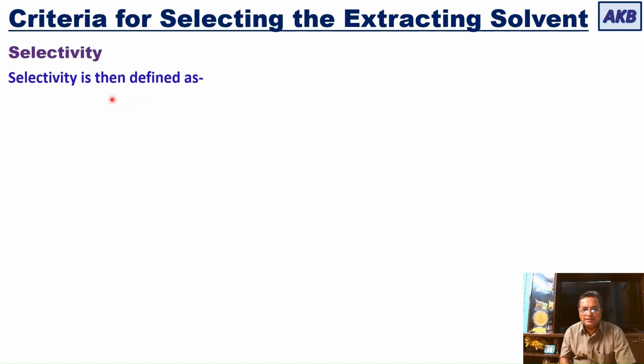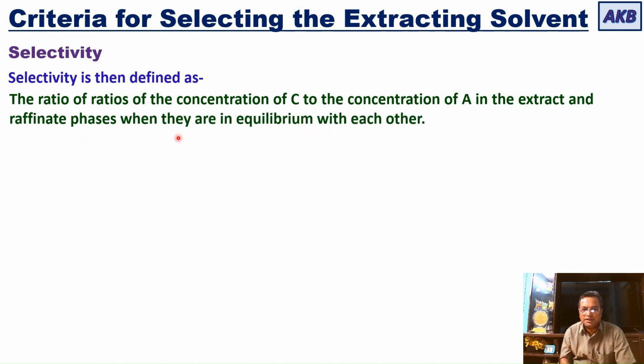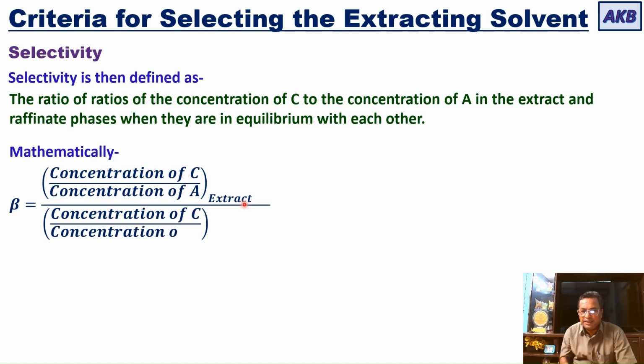Okay, so selectivity is then defined. We just saw the definition. It is the ratio of ratios of the concentration of C to the concentration of A in the extract and raffinate phases when they are in equilibrium with each other. So mathematically, selectivity, which is denoted by beta, will be the concentration of C divided by the concentration of A in the extract phase, and this entire ratio divided by the concentration of C upon the concentration of A in the raffinate phase. So you have two ratios. There is one ratio in the numerator and another ratio in the denominator.